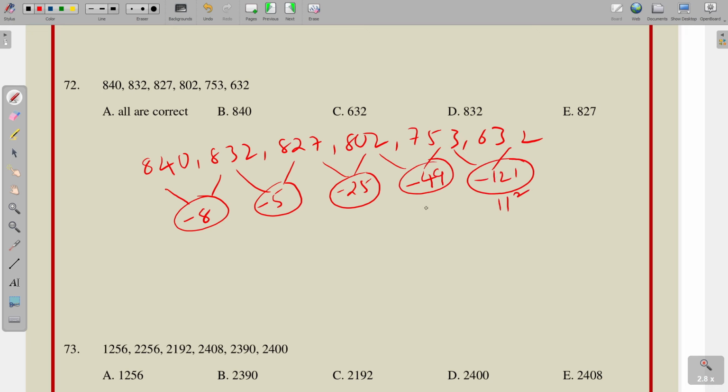This is 11 square, 7 square, 5 square, which means these are the prime numbers. Now it is 3 square and this is 2 square. 3 square means 9, 2 square means 4. So it is 6. The answer is 836. So 832 is the wrong number for this question.